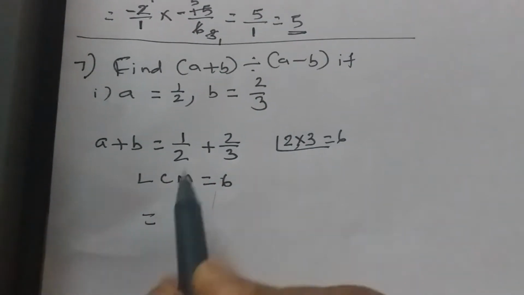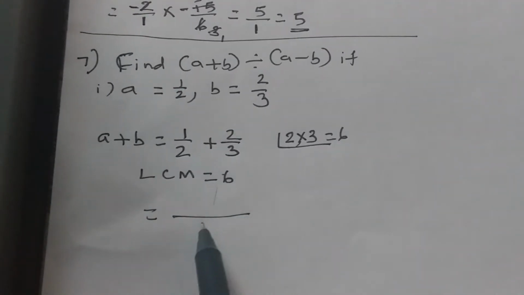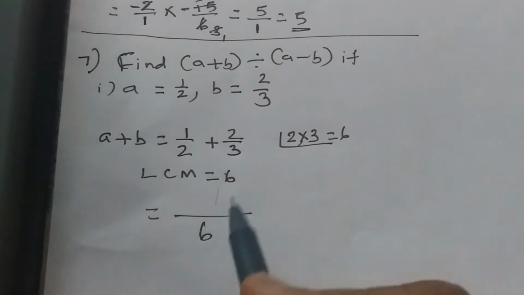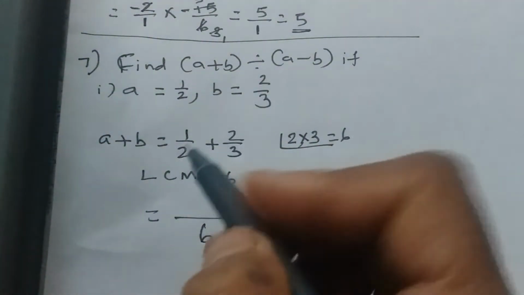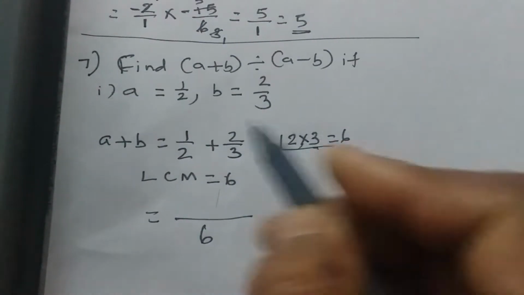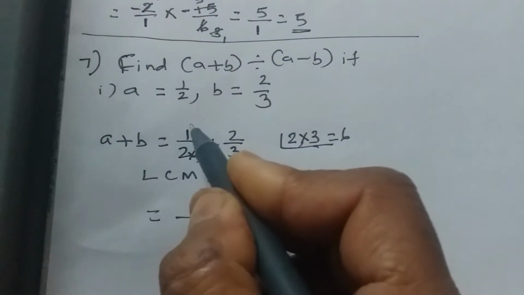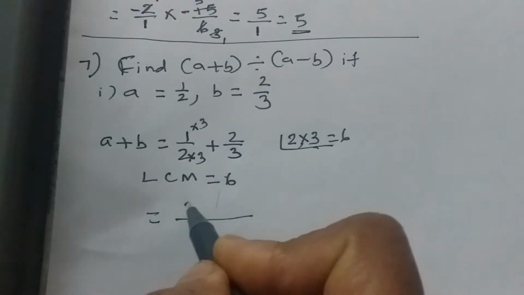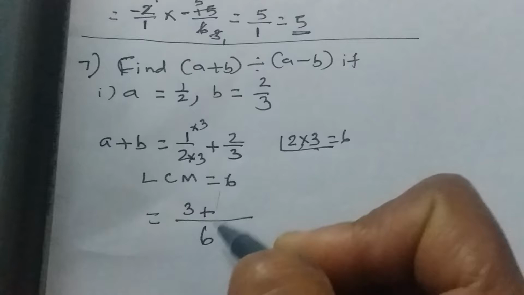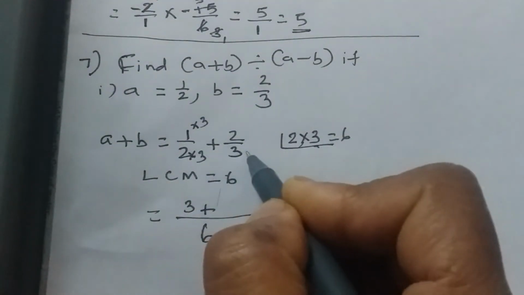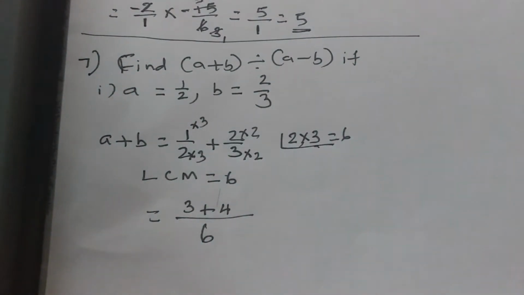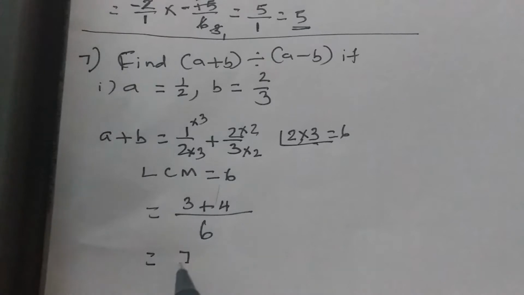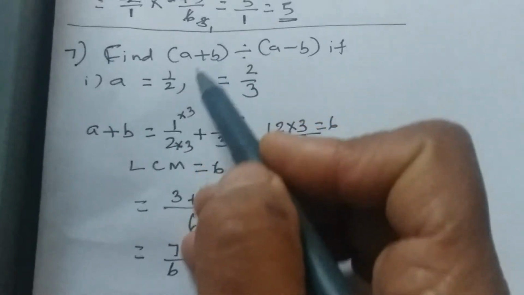What's the next step? This 2 and 3, we are going to change into 6. When you make a change in the denominators, we have to change the numerators also. 2 into what is 6? 2 3s are 6. So the denominator is multiplied by 3. Multiply the numerator also by 3. 3 1s are 3. Plus, 3 into what is 6? 3 2s are 6. The denominator is multiplied by 2. Multiply the numerator also by the same 2. It is 4. Now add them. 3 plus 4 is 7 by 6. This is only a plus b that we got. So a plus b is finished.